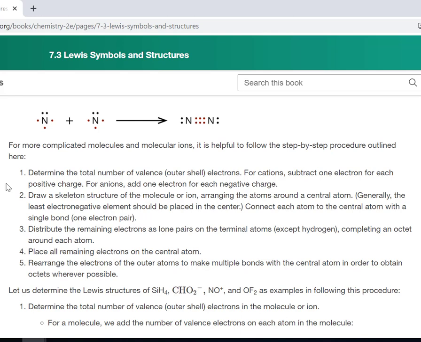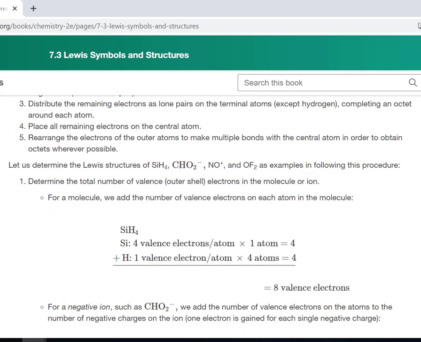As we're going through this, what I want to do is jump from the step we're doing to an example. So some examples down here for these 4 things. You'll notice 2 of them are charged and 2 of them are not. So here we're looking at SiH4. Silicon has 4 valence electrons. Hydrogen has 1 valence electron. We have 4 of them, so 4 plus 4 is 8 valence electrons.